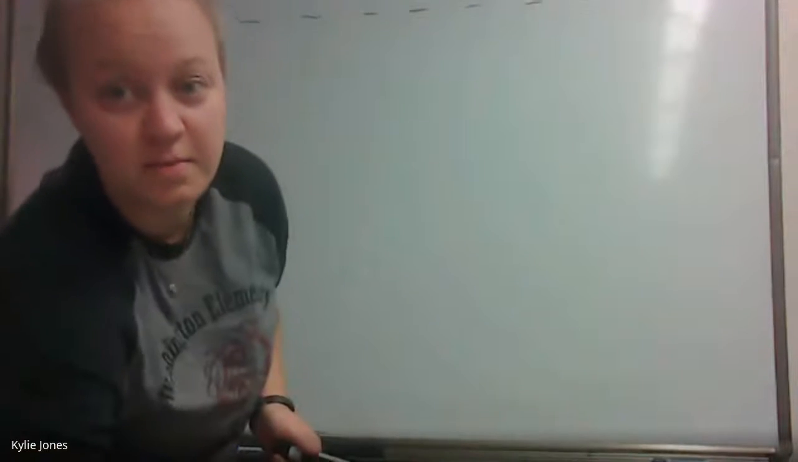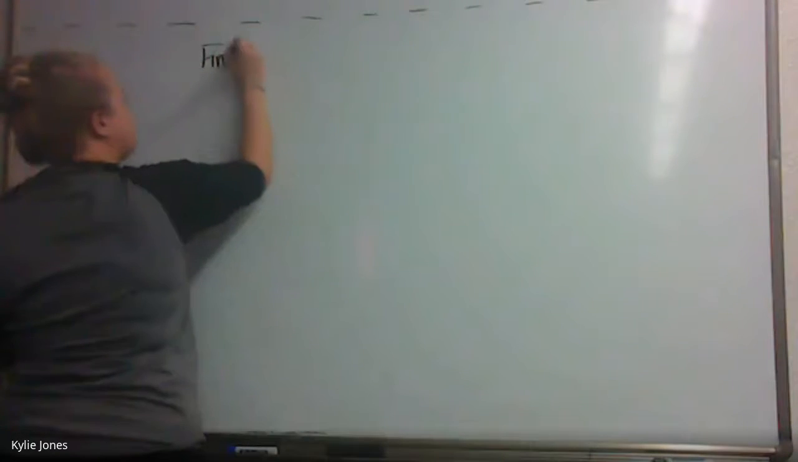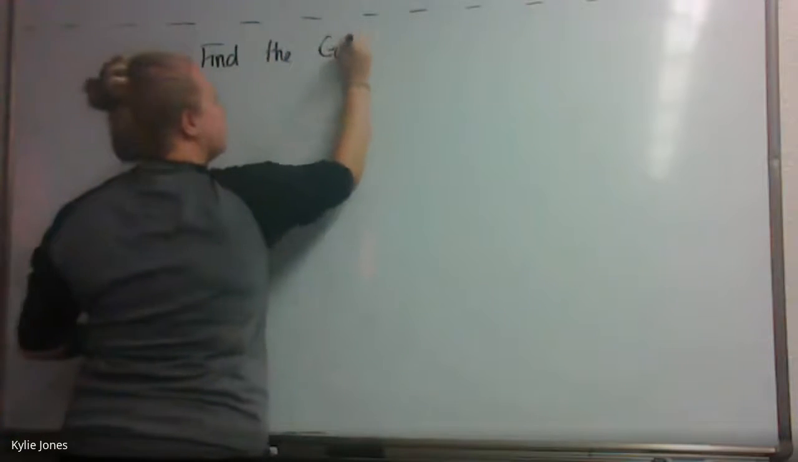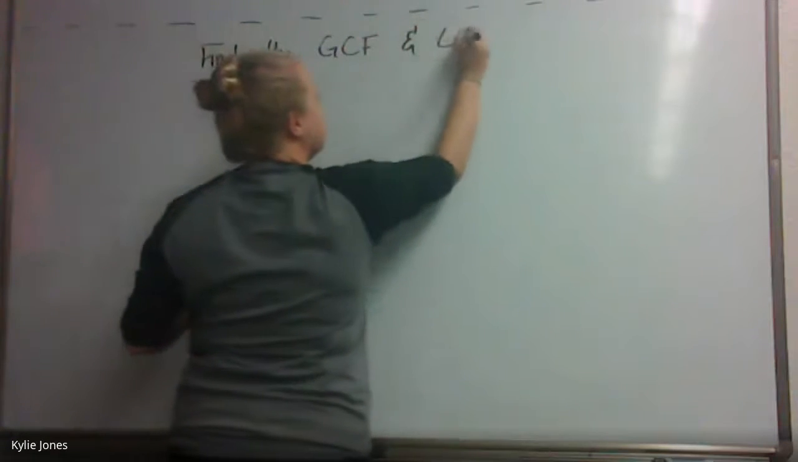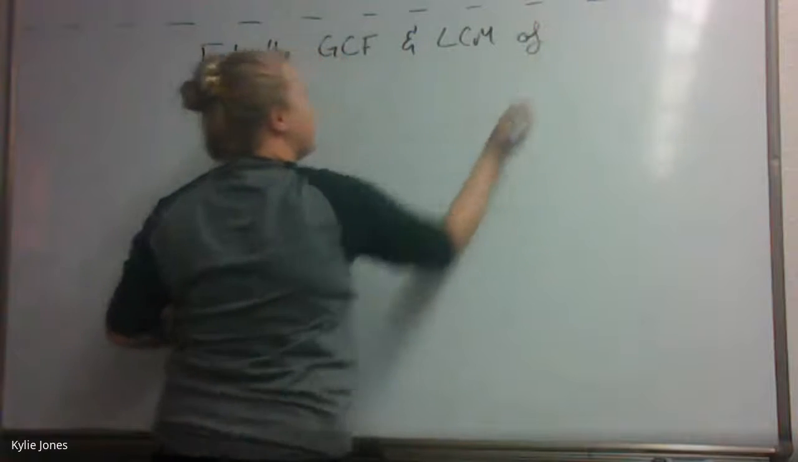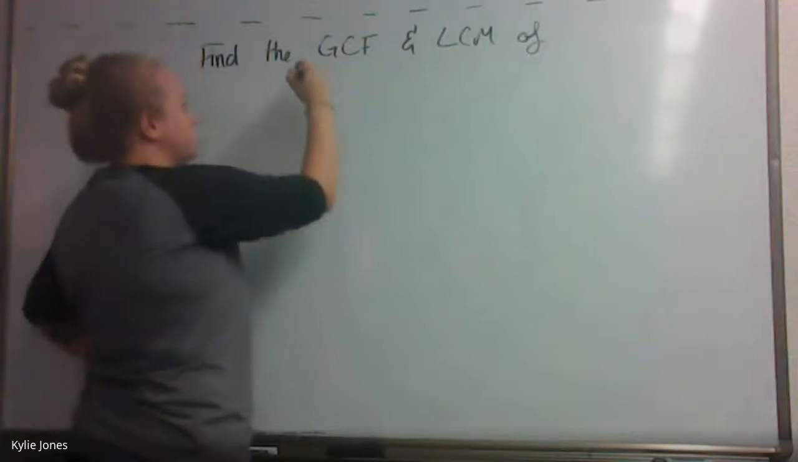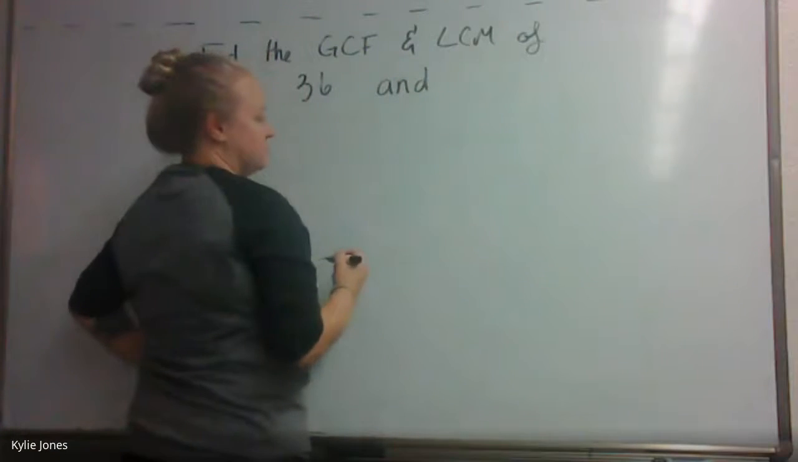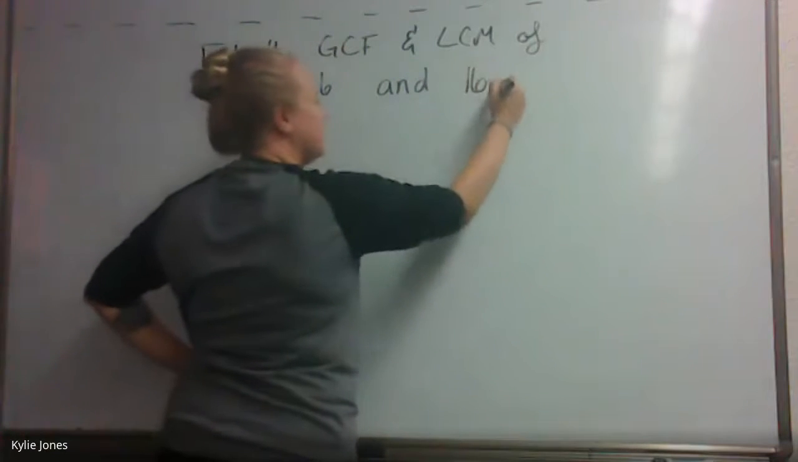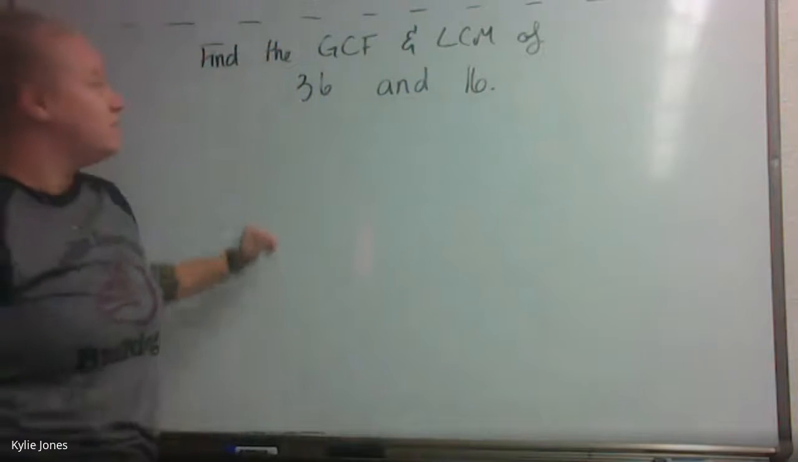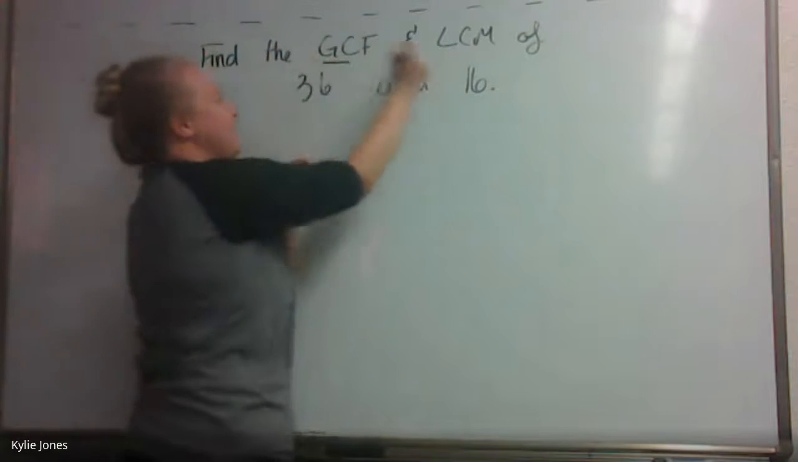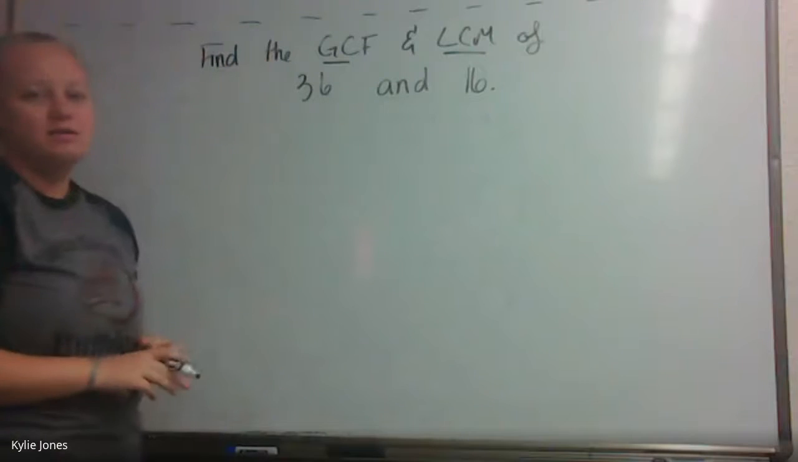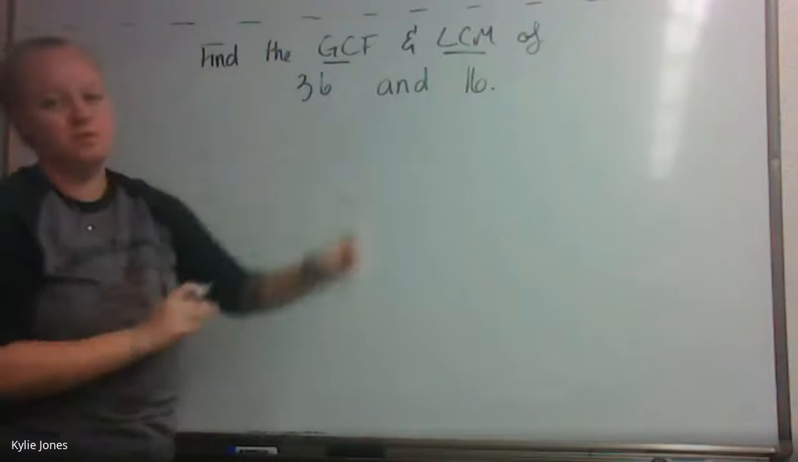Sweet. Cool. All right. So let's do a practice problem. Let's find the GCF and LCM of 36 and 16. Those sound like some good numbers. So we're going to find the GCF and the LCM. So let's start. Well, where do I start? I have these two numbers. What should I do first?